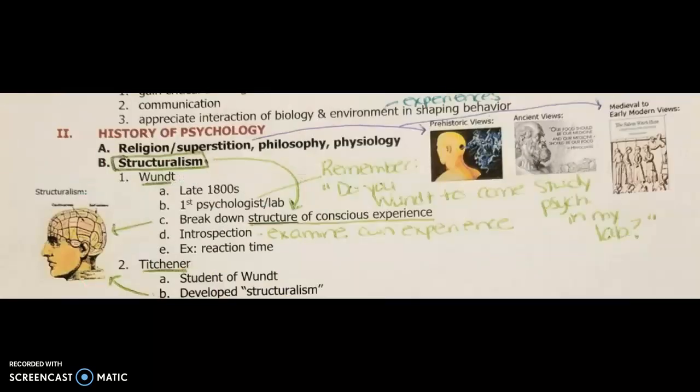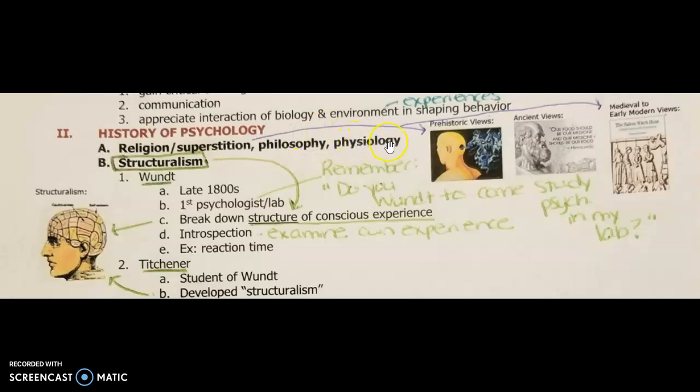The second part of the chapter looks at the history of psychology. Now, psychology is a relatively young field. It wasn't until the mid to late 1800s that psychology became a formal field of study. Before that, people would try to understand human behavior using religion or superstition before the Age of Enlightenment. And then after the Age of Enlightenment, look more towards the sciences. So before the Age of Enlightenment, it was more like religion, superstition, or philosophy.